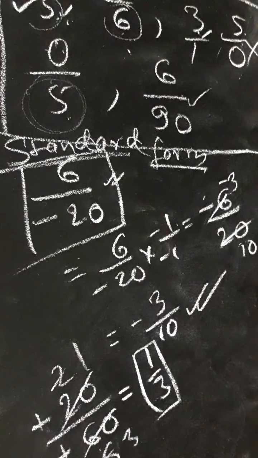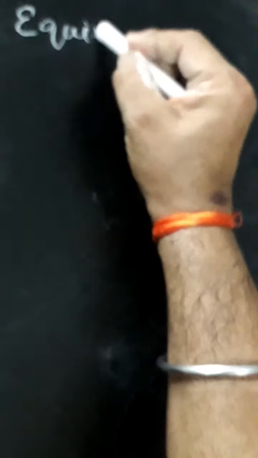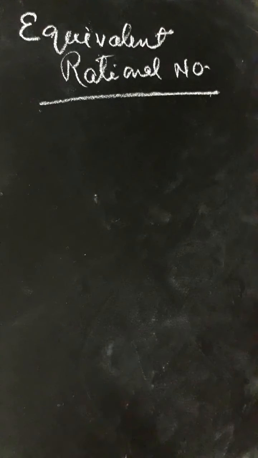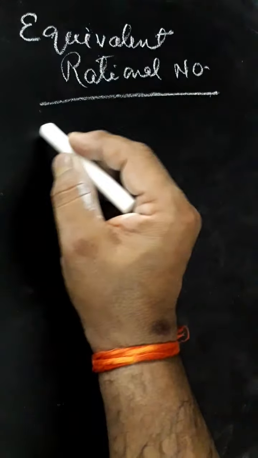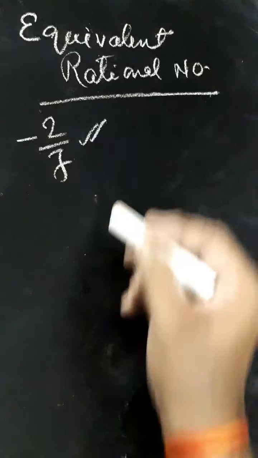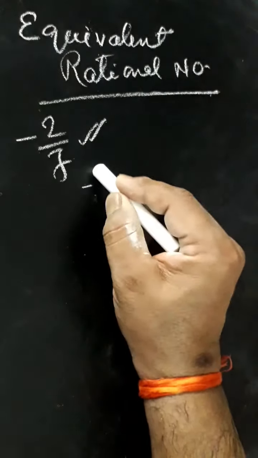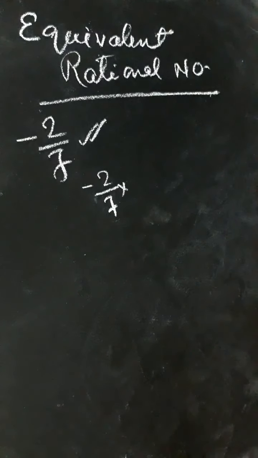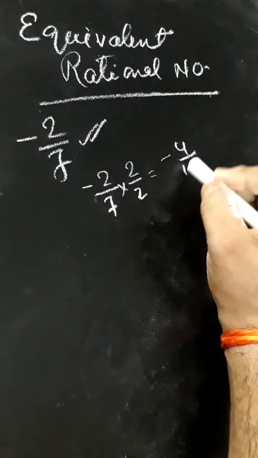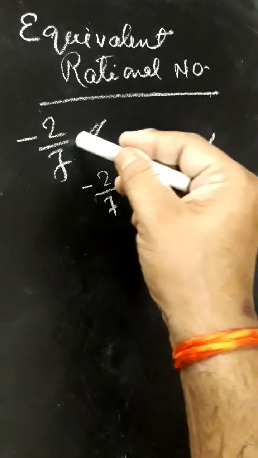Now we are going to see how we can find equivalent rational numbers. Suppose it is said to find 3 equivalent rational numbers of the given number. Suppose we have minus 2 upon 7. We have to find 3 equivalent rational numbers of this. It is very simple to find. We will multiply both numerator and denominator by the same number. Here we are multiplying by 2 first. We get minus 4 upon 14. This is an equivalent rational number of this.